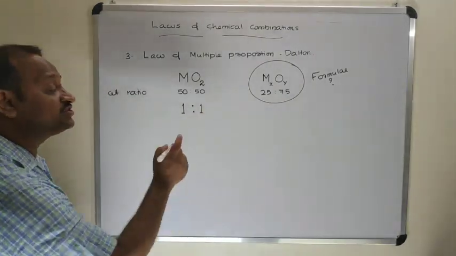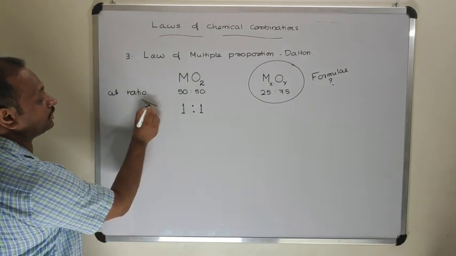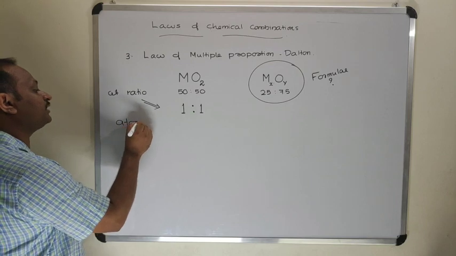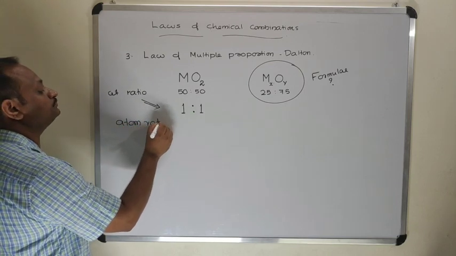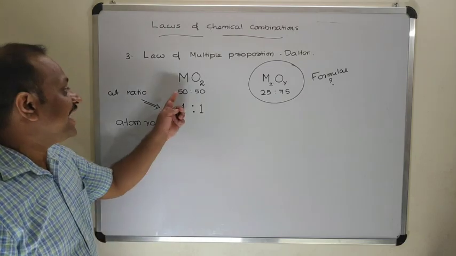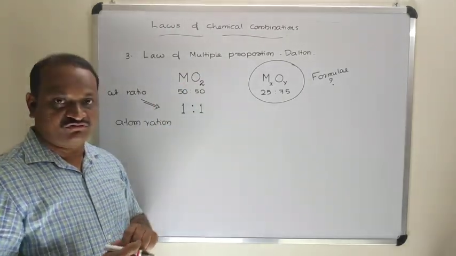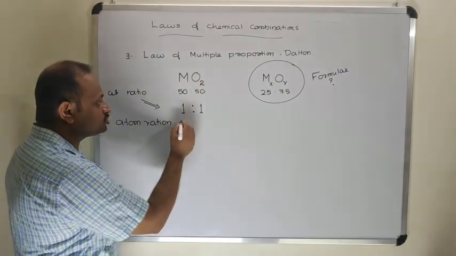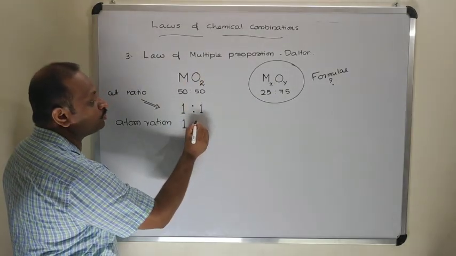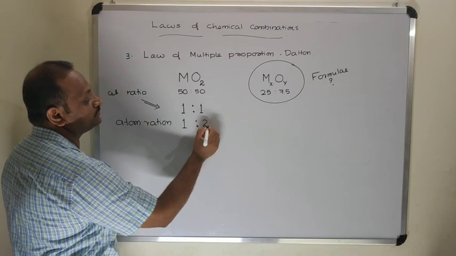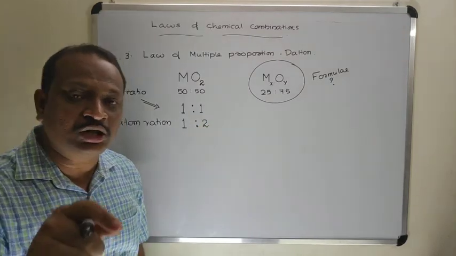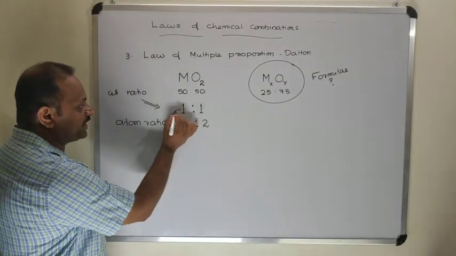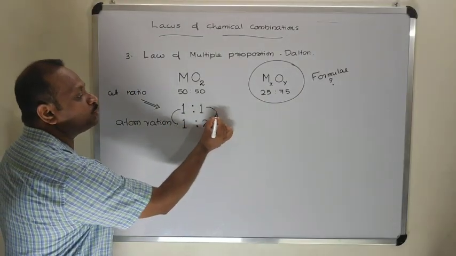Then the atoms ratio. I have written here the weight ratio, and similarly I am writing next the atoms ratio. See how many atoms are present. I am writing that 1 M is present, 2 oxygen are present. So I can write the atom ratio is 1 is to 2. To solve this problem, we need to read this as: for 1 you get 1 here, for 1 you get 2 here.